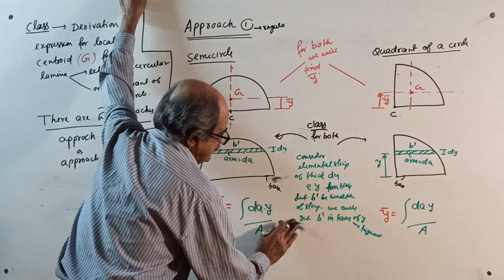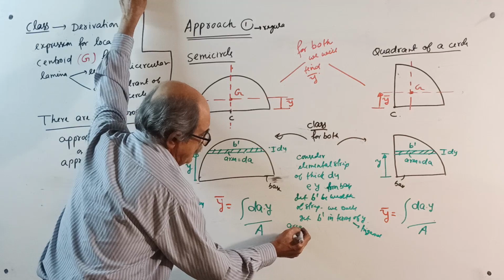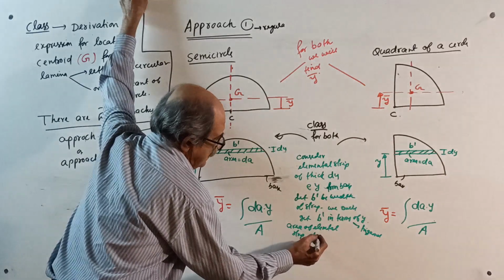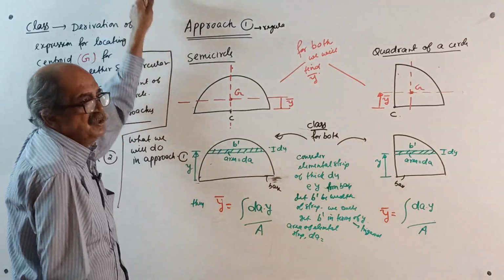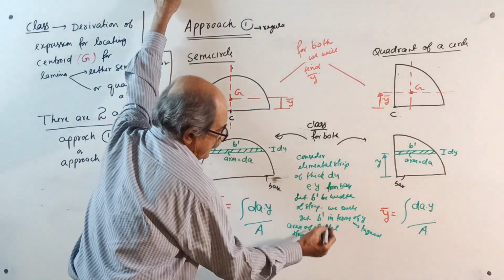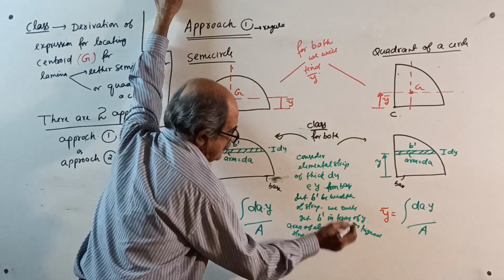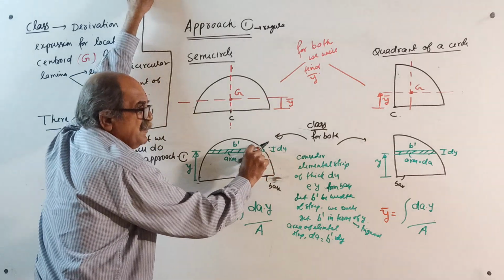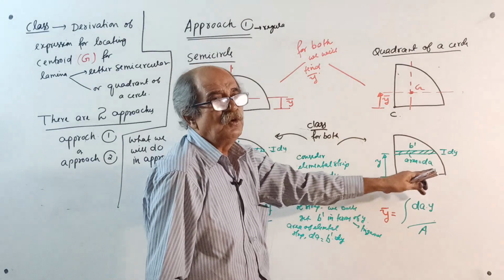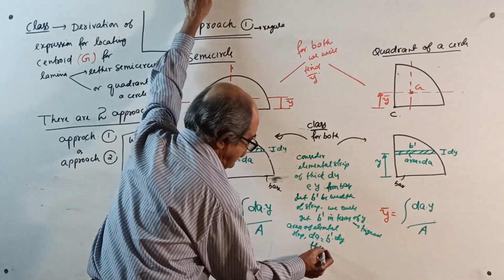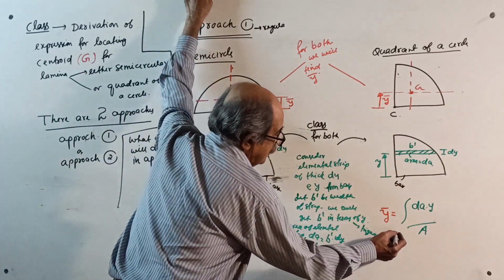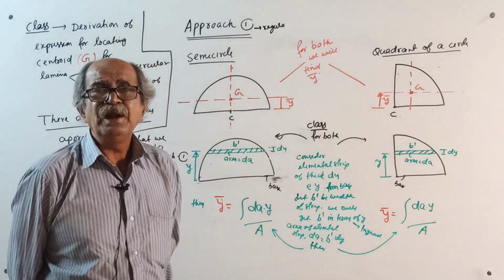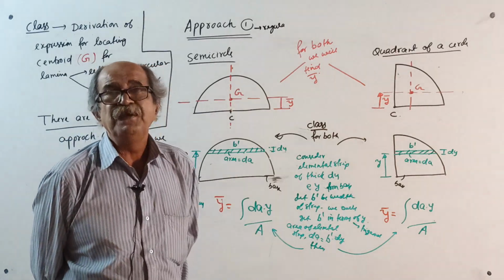Then the area of the elemental strip, dA: since it is a very, very small strip, you can take it as a rectangle, equal to b dash into dy for both the cases. The thin edges are ignored. Then y bar, you know the formula: y bar equals integration of dA into y by total area. This is what we have done for triangle and also for trapezium earlier.